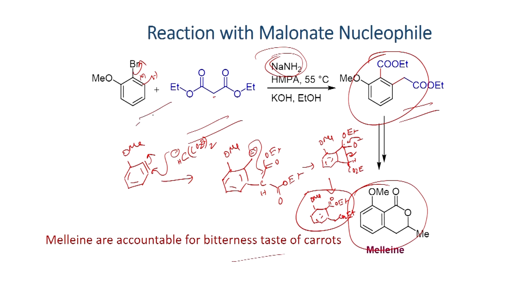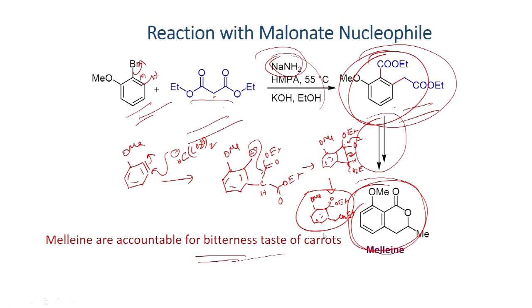You can see here 2-bromoanisole has been used with diethyl malonate in the presence of base, you can make the benzyne, which can readily undergo reaction to give this substituted benzene derivative. Under these conditions, you make a carbon-carbon bond formation. Once you form this one, it has been further reacted to give this bicyclic lactone, which is known as melin, and as I just mentioned, is responsible for the bitterness of carrots.